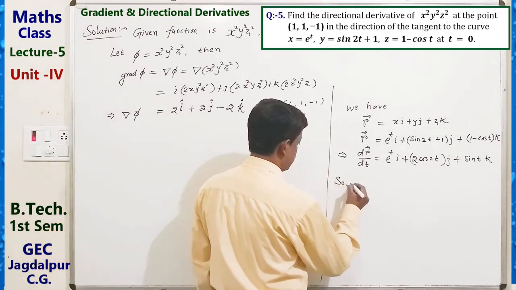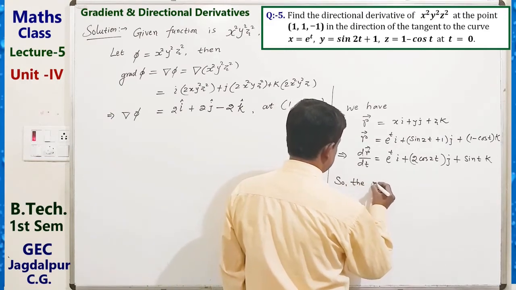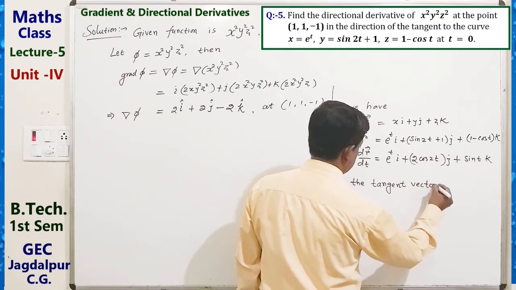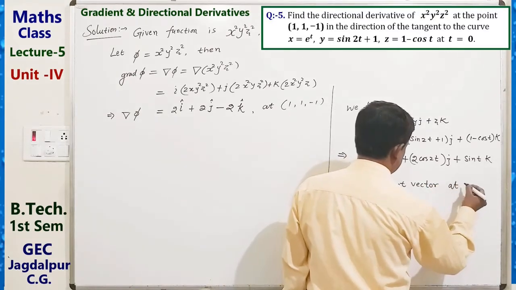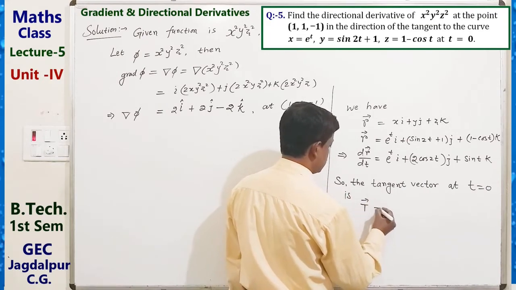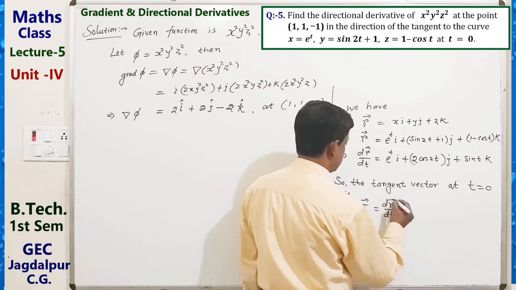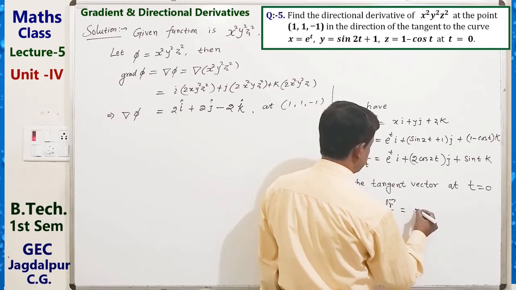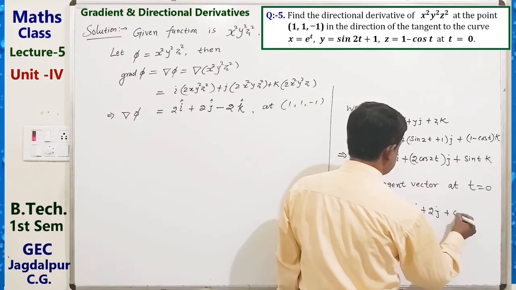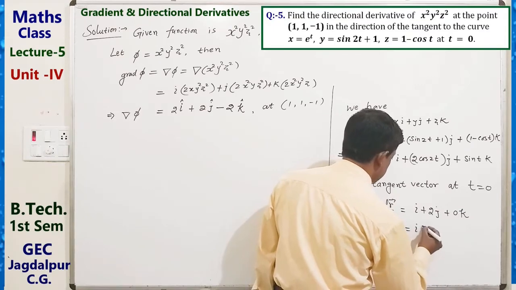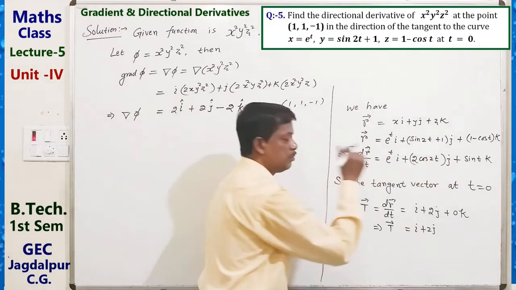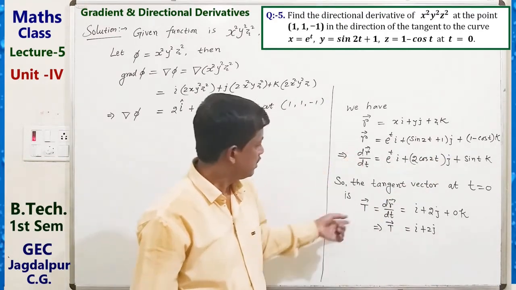So the tangent vector at t equals 0 is dr by dt equals i plus 2j plus 0k, that is i plus 2j at the point t equals 0. Just put t equal to 0 here; dr by dt is the tangent vector.